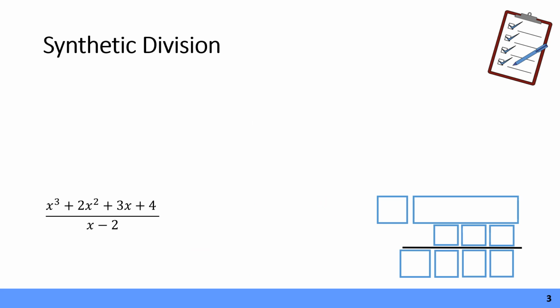So this is what your examples are going to look like, right? You're going to be given a polynomial, like this one, divided by a binomial. Binomial means that it has two terms. In order to solve this, we're going to have to use the process called synthetic division. So what we're going to do right now is first go over the steps needed, or pretty much the procedure for synthetic division, and then we're going to tackle some other problems.